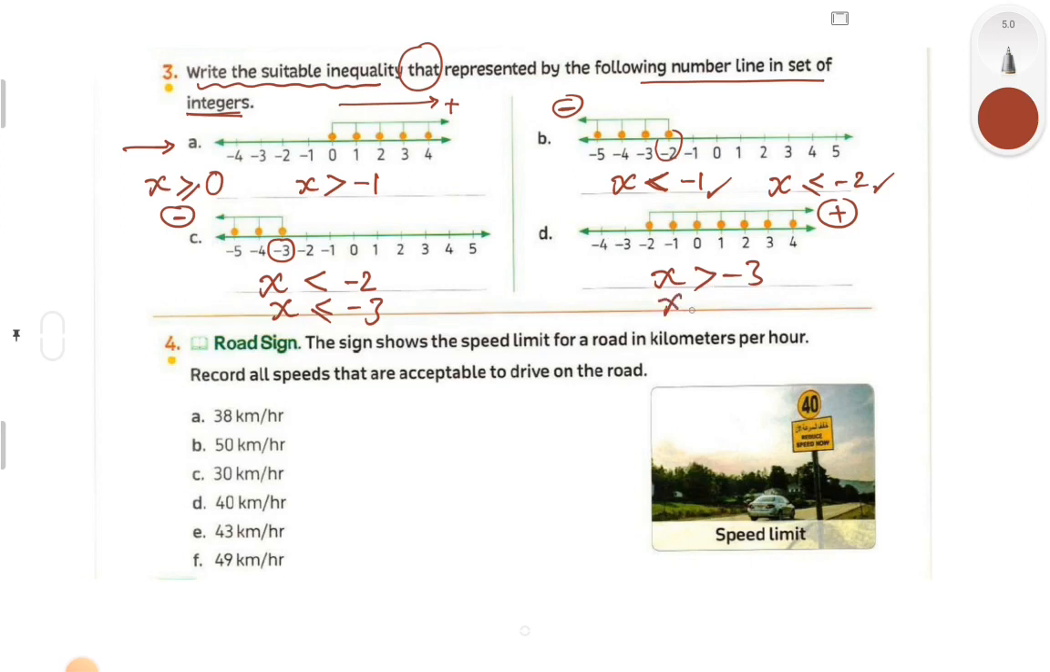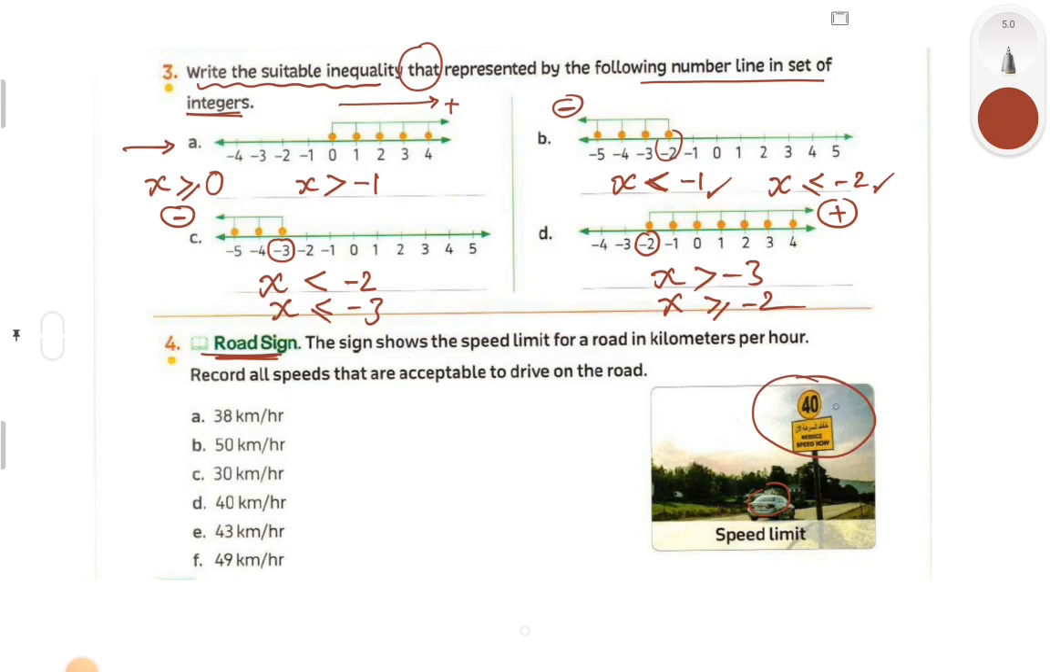If I need to write it as greater than or equal, so start with negative 2, it belongs to the solution. Okay, next one, about the road sign. About the road sign, we have a road and a car, and this is a sign. Okay, the sign shows a speed.